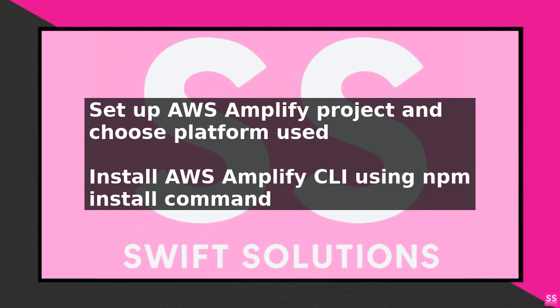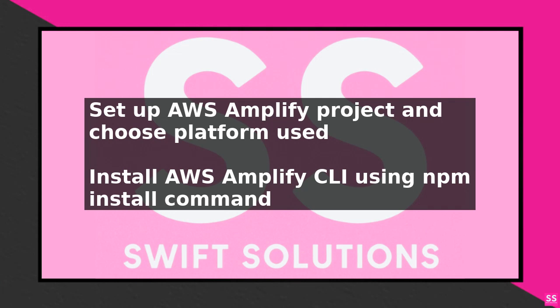Once your project is set up, we need to install the AWS Amplify CLI. To do this, navigate to the terminal and run the command npm install AWS Amplify CLI. Then we need to configure the AWS Amplify CLI by running the command amplify configure. This will prompt you to sign in to your AWS account and select the region where your S3 bucket is located.